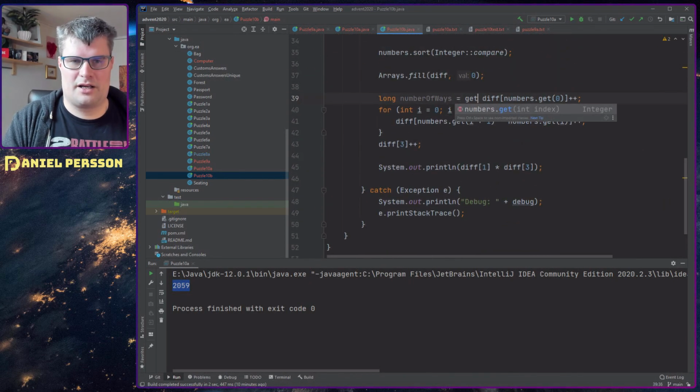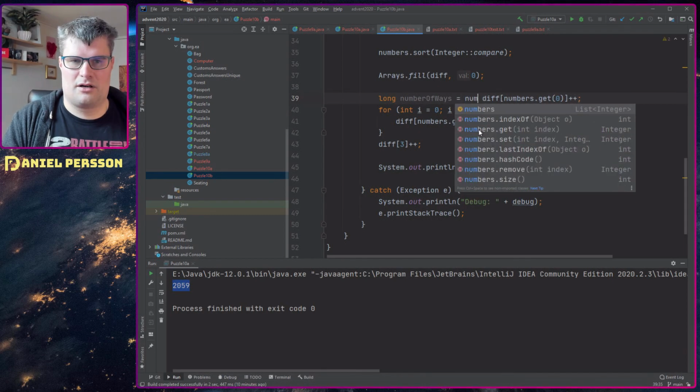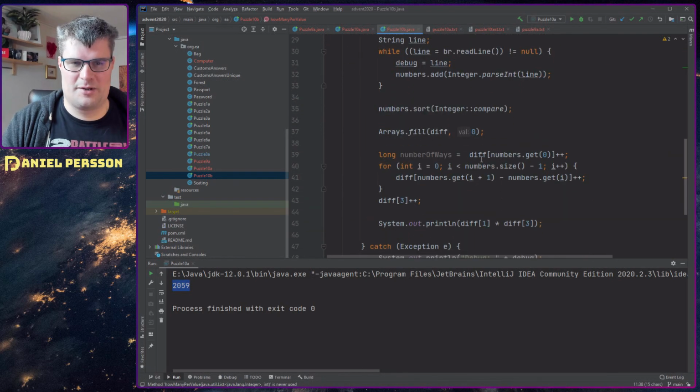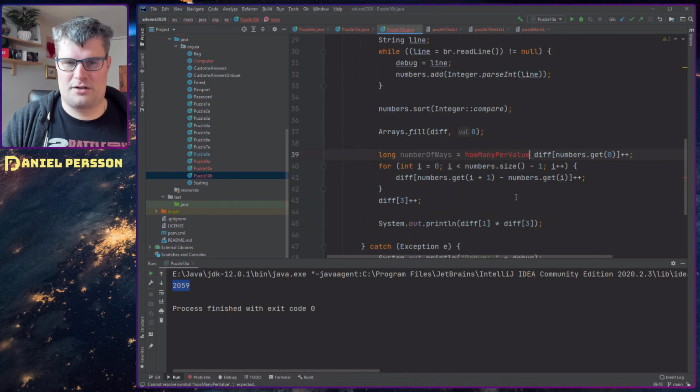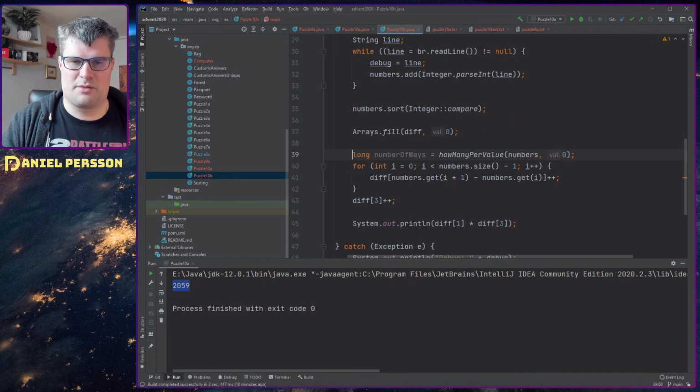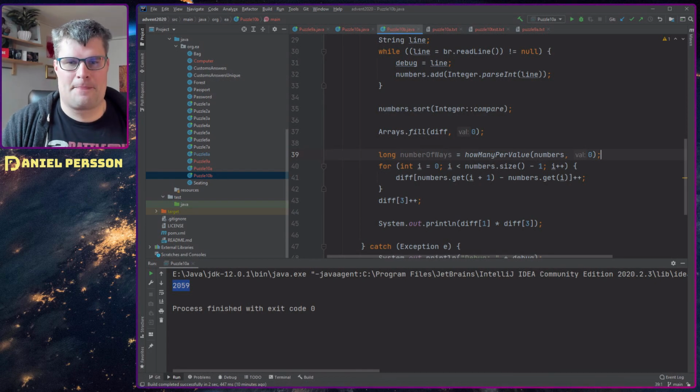So here we get... what did I call it? How many ways per value? So like that, and then we give it numbers and 0. So that's the first starting point that we have.